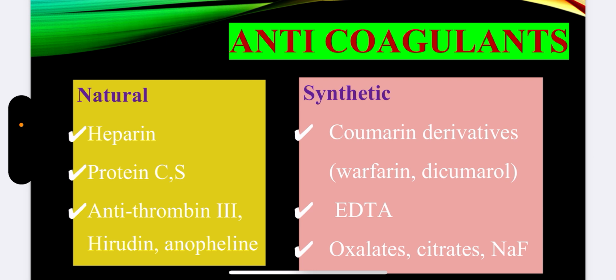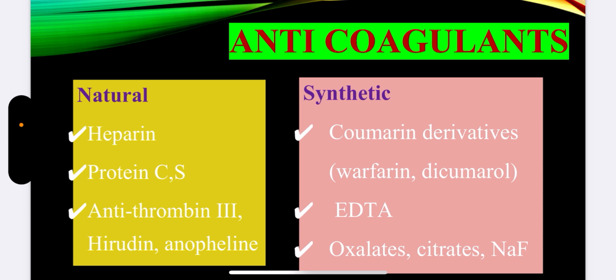Next is protein C, protein S, then antithrombin 3, hirudin. It is isolated from the salivary gland of leech, and anophelin. It is present in the mosquitoes, especially Anopheles mosquitoes. So it has got its name from its origin.